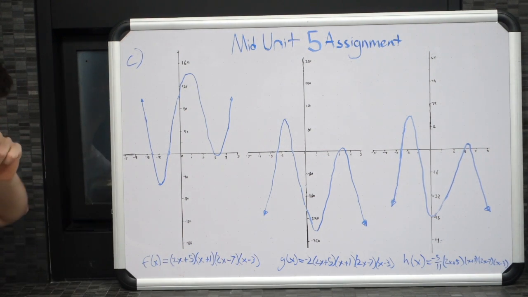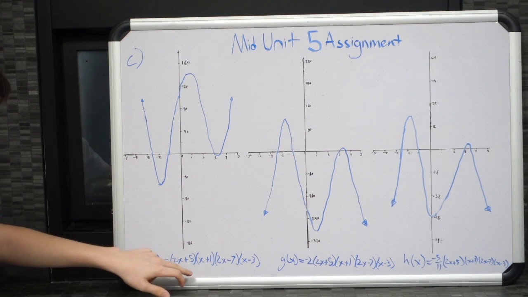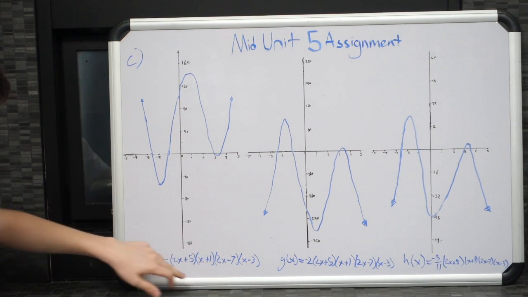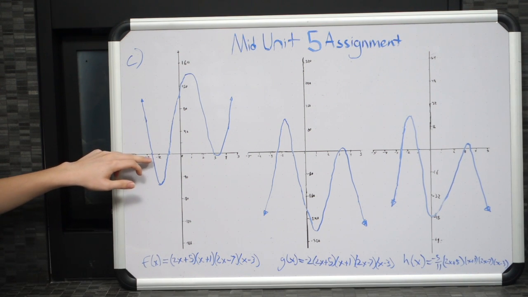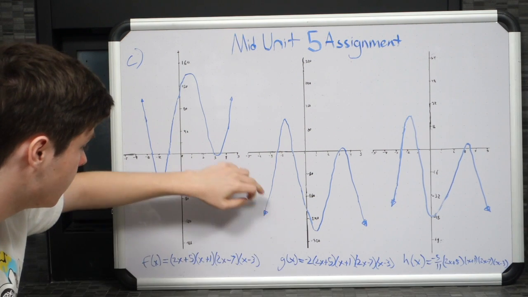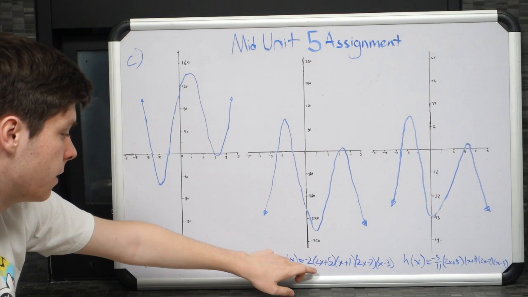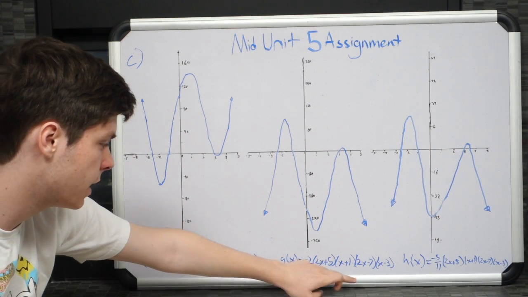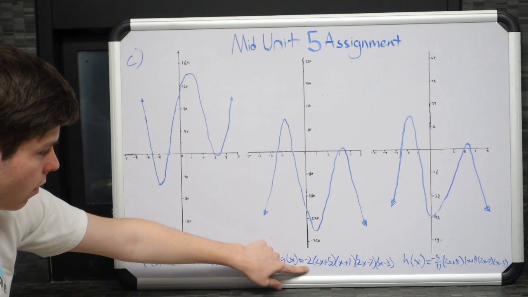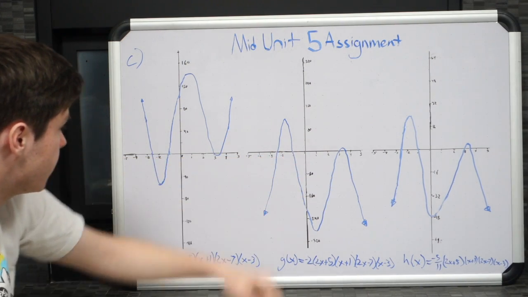This sketch is for f of x, which is (2x + 5)(x + 1)(2x - 7)(x - 3). So these are the roots and the x-intercepts. So as you can see, these are the x-intercepts here. And then my second function, g of x, equals -2 times (2x + 5)(x + 1)(2x - 7)(x - 3). So the only difference here is the leading coefficient, which is -2, and the x-intercepts are the same.